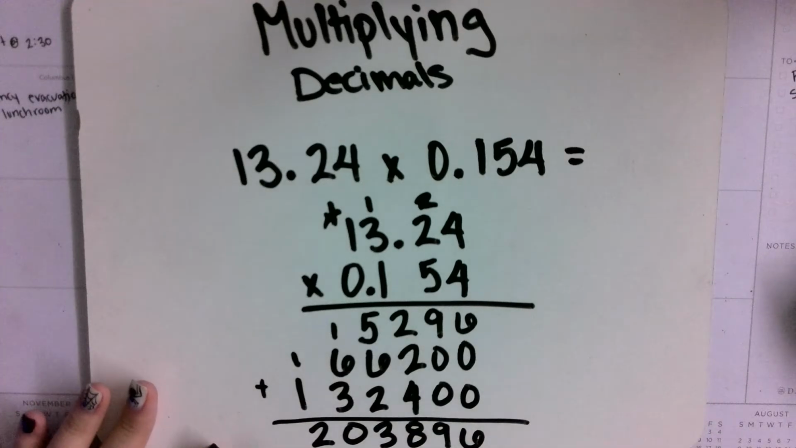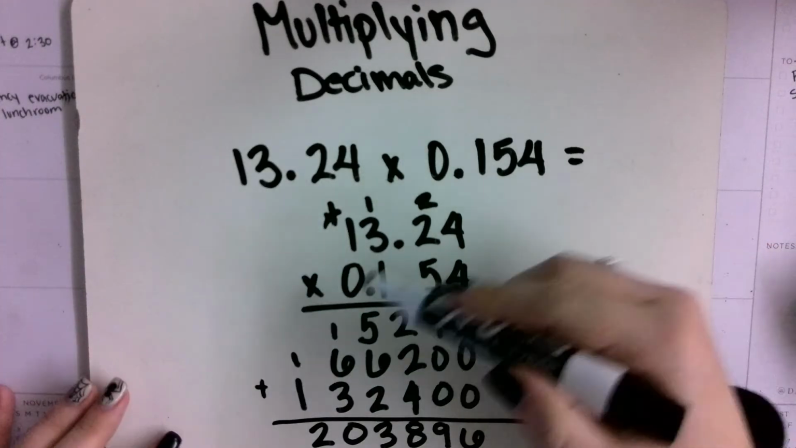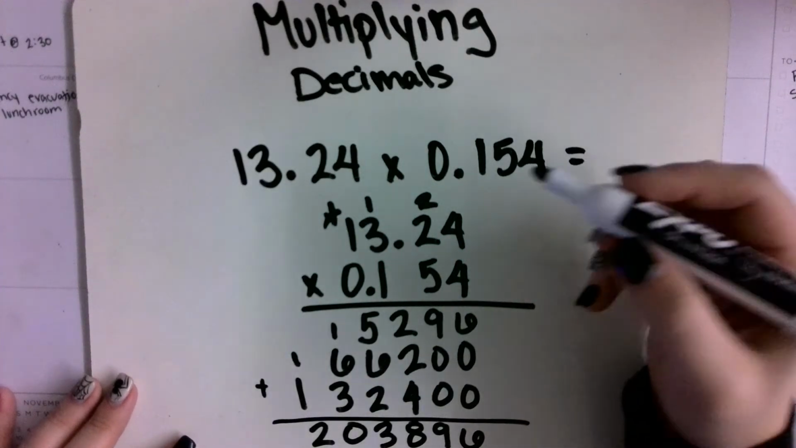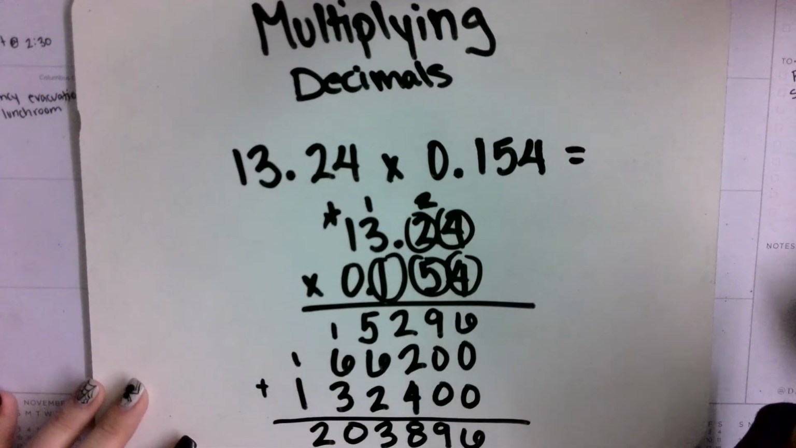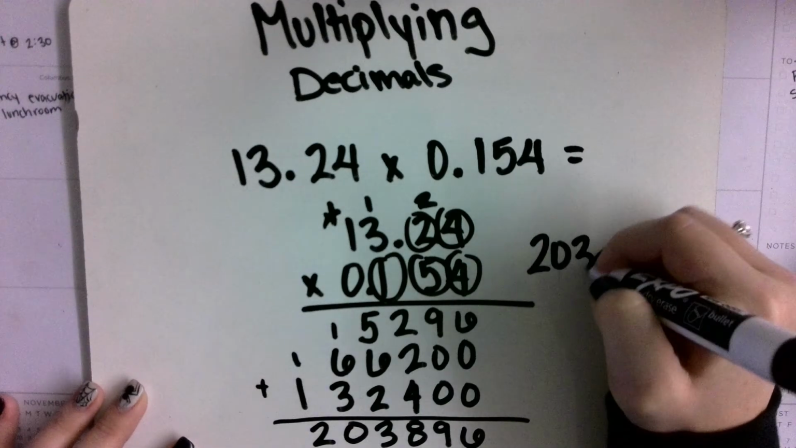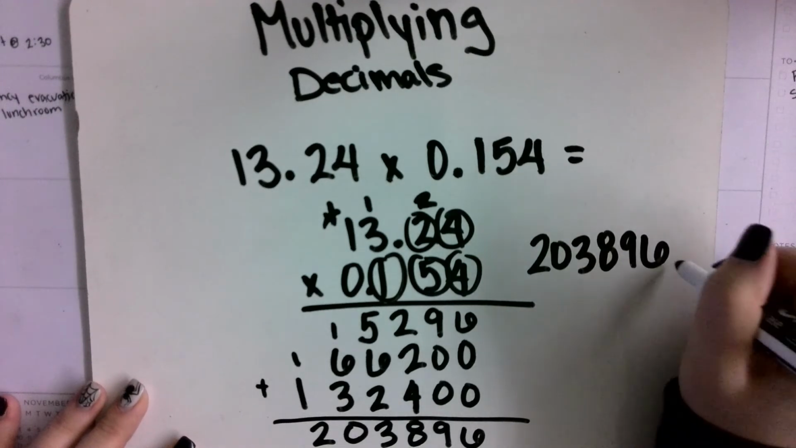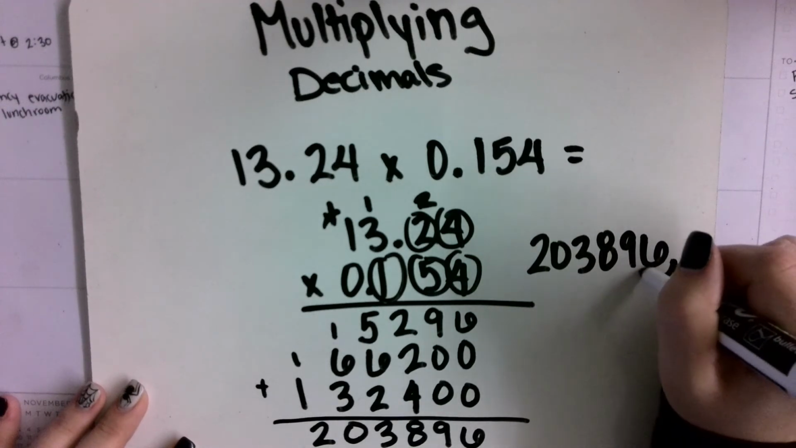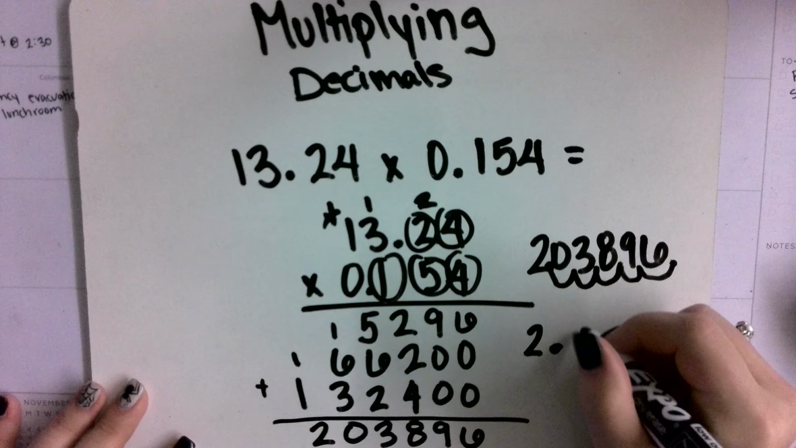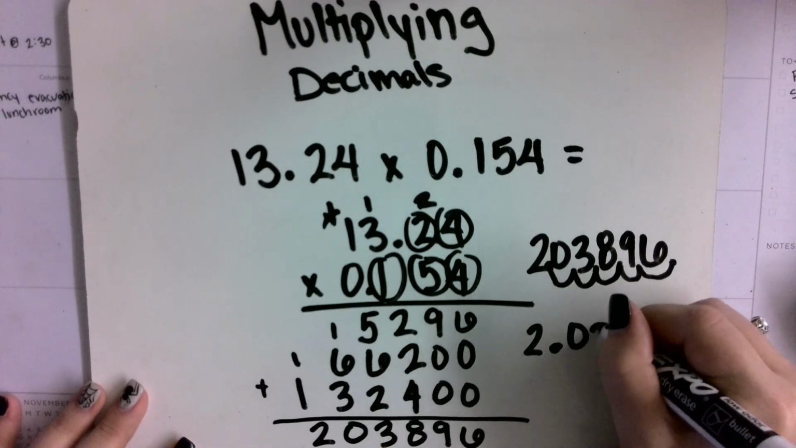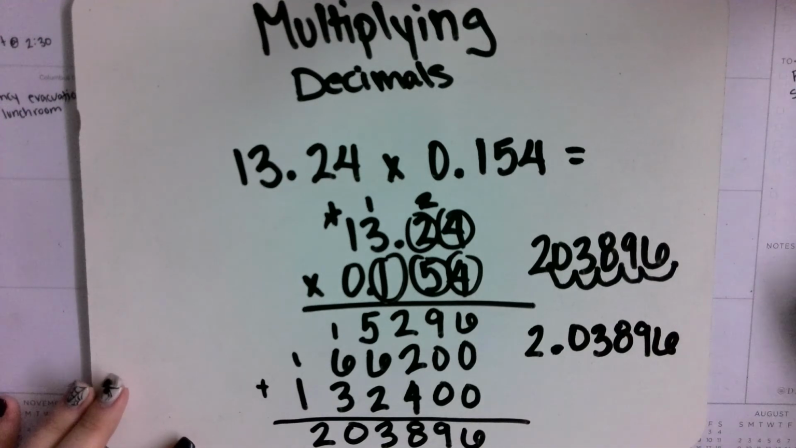Okay, so now this looks like 203,896, but up here, my numbers that I'm multiplying have 1, 2, 3, 4, 5 places. So my answer needs to have 5 places after the decimal. So I'm going to put my decimal here at the end, and then I'm going to move it 5 places. 1, 2, 3, 4, 5. So my decimal will go in between the 2 and the 0. So hopefully that helped with multiplying decimals.